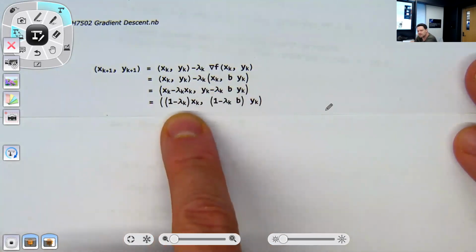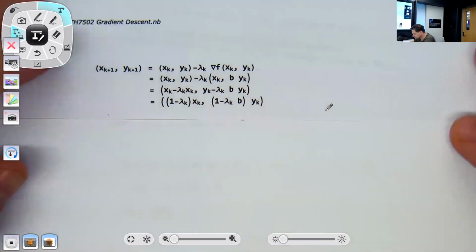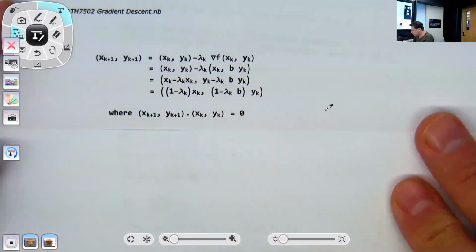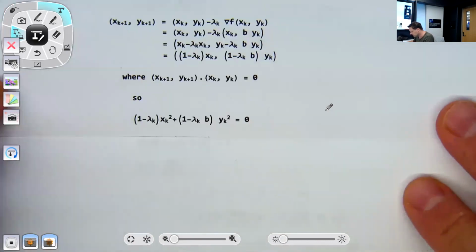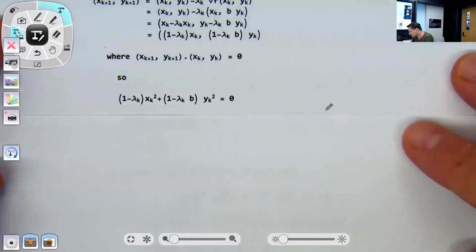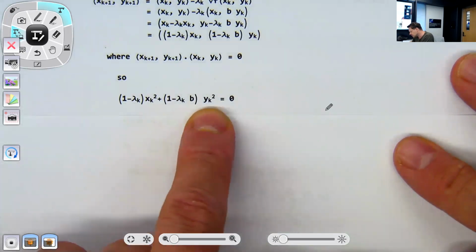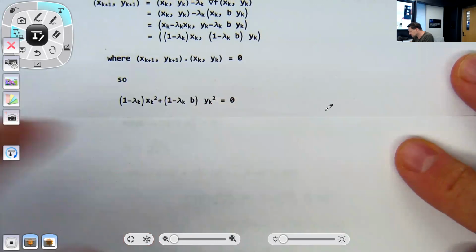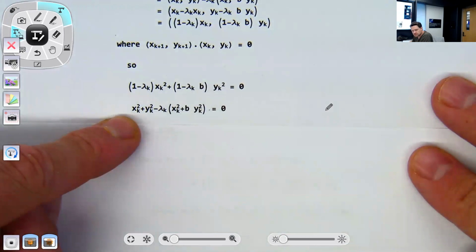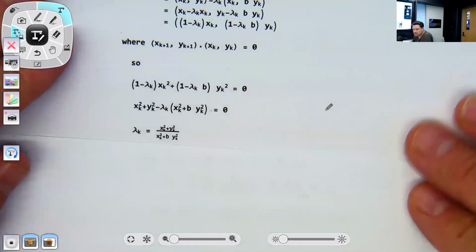So here we've got 1 minus lambda times x, 1 minus lambda b, and then all times y. Where these two are perpendicular. So taking that dot product, we have 1 minus lambda k, xk squared, plus 1 minus lambda k b, yk squared. This should be equal to 0. Rearranging that, we can expand and collect in terms of lambda k. Remember, we want to solve that.